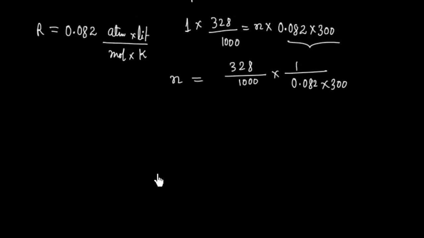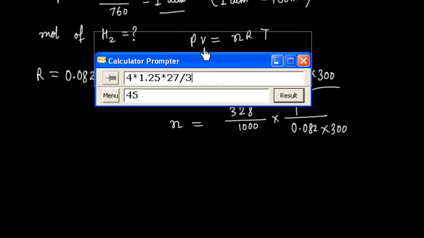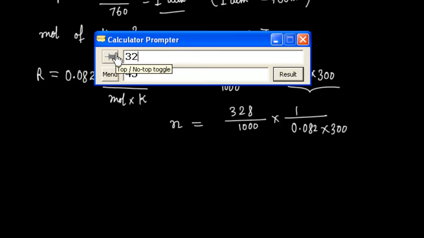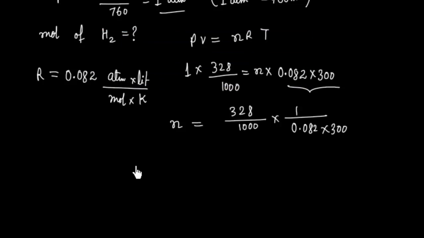So let us calculate number of moles using calculator. So we will have 328, this divided by 1000 multiplied by 0.082 multiplied by 300. So this comes out to be 1.33 into 10 to the power minus 2. So this is around 1.33 into 10 to the power minus 2 mole.